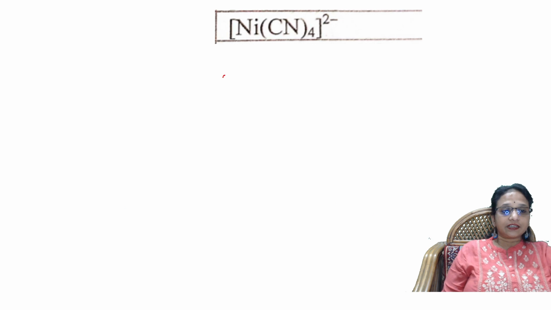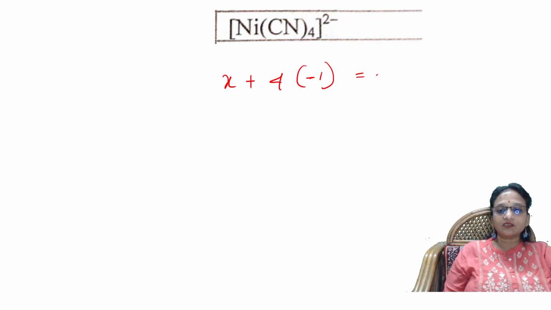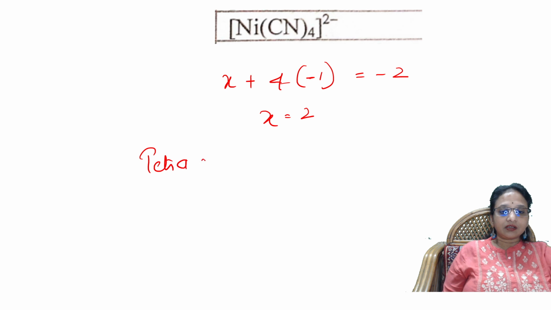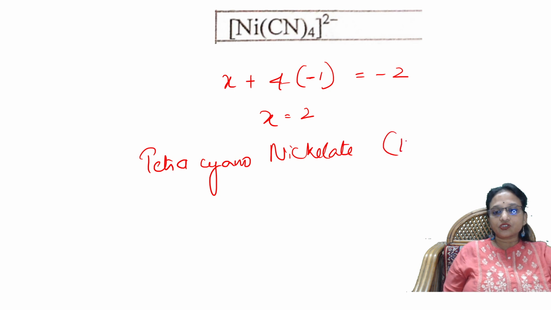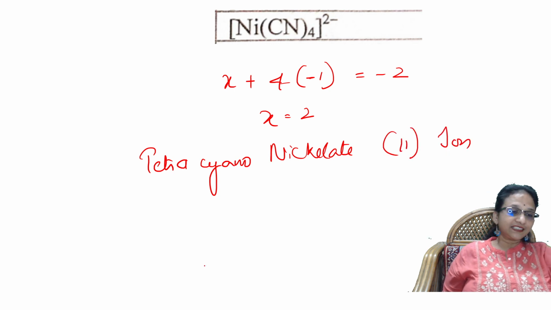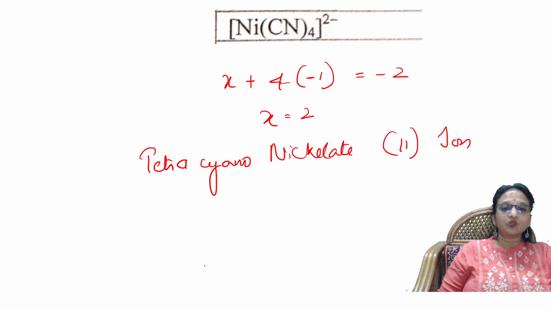Right. Let us take X. Now let us make it a little bit faster. It is easy now. Minus 2. X is equal to 2. So name is tetracyano nickelate 2 ion. Easy? Okay. One more we will see.